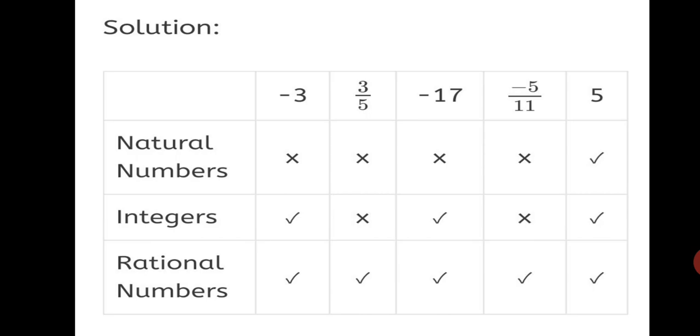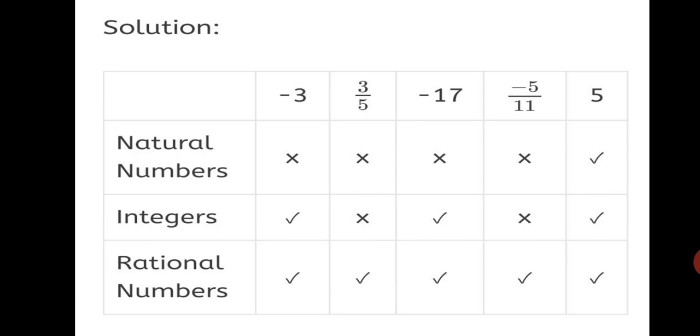Let's do it. Minus 3. Minus 3 is not a natural number. It is an integer and it is also a rational number. Minus 3 upon 1 you can write it. 3 upon 5 is a natural number? No, it's a fraction. It's an integer? No. Is it a rational number? Yes. Minus 17. Not a natural number. Integer? Yes. Rational number? Yes.